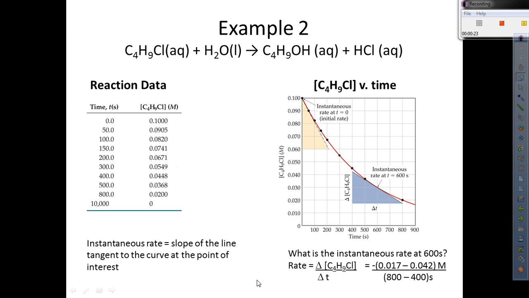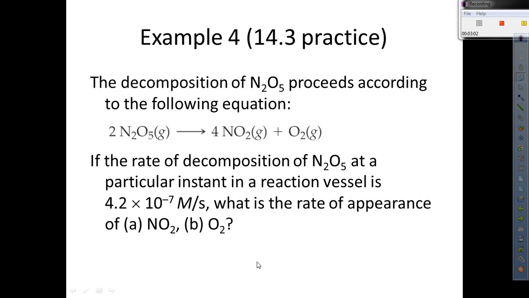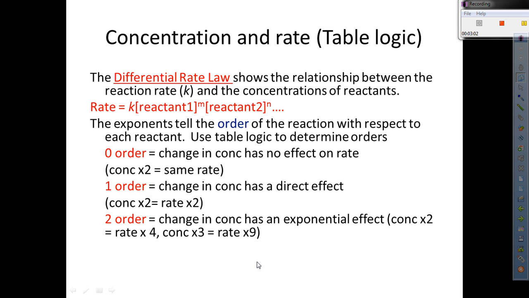So we've practiced a little bit with that. You guys did your homework assignments on that. Now we're going to move into the second part of kinetics, which is called the differential rate law. The differential rate law shows the relationship between the reaction rate and the concentration of reactants.